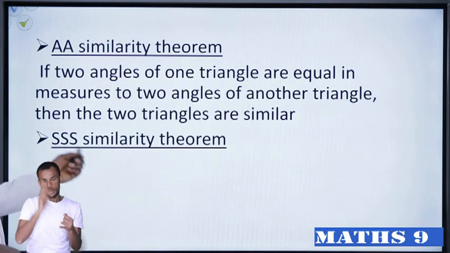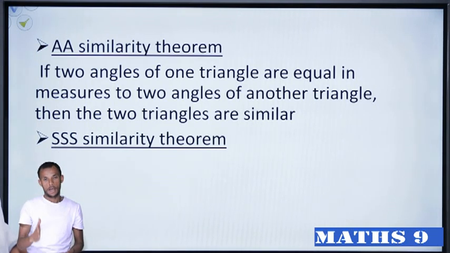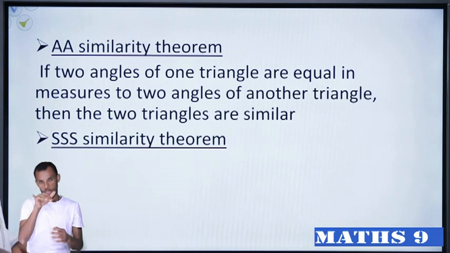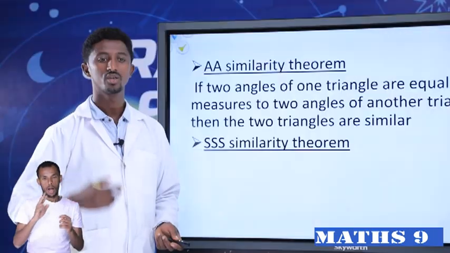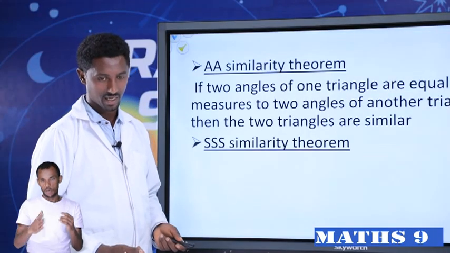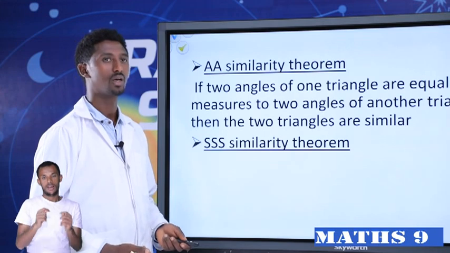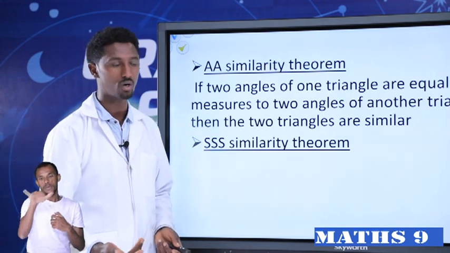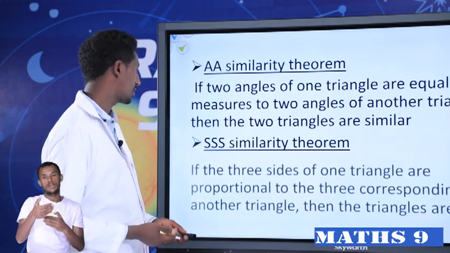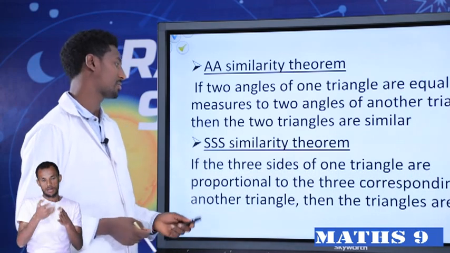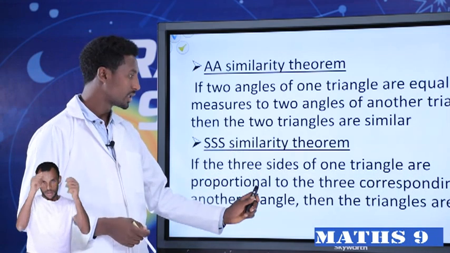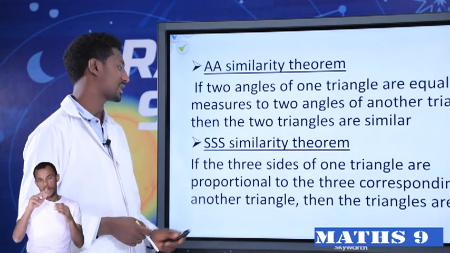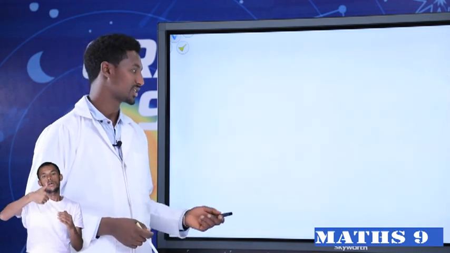The last one, side-side-side similarity theorem. If three sides of one triangle are proportional to three sides of another triangle, or if they have the same ratio, then they are similar. Here, let's see the statement. If three sides of one triangle are proportional to the three corresponding sides of another triangle, then the triangles are similar.